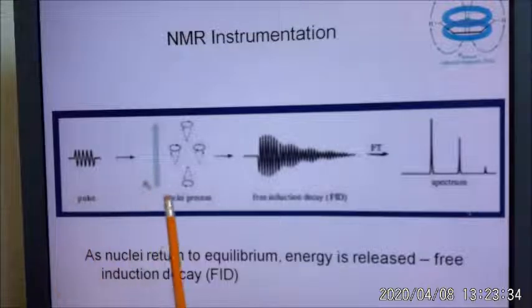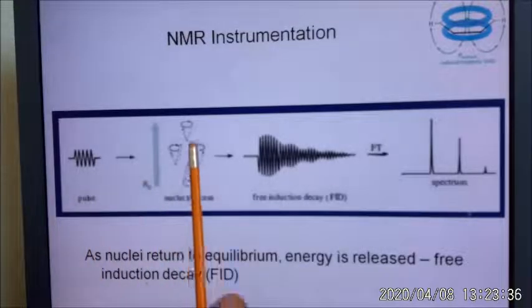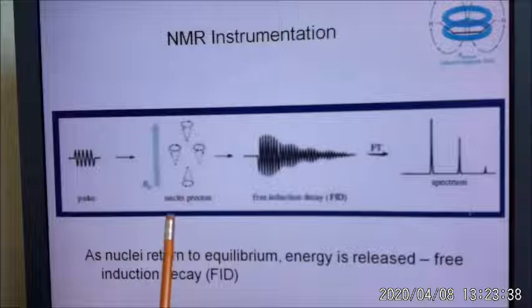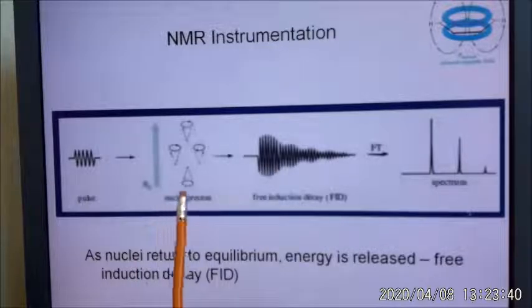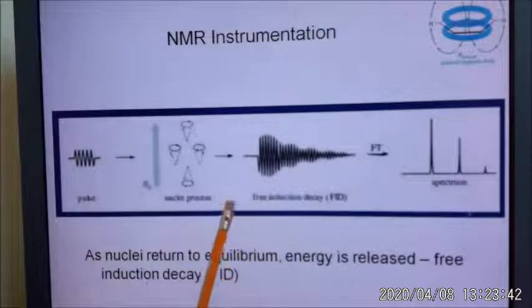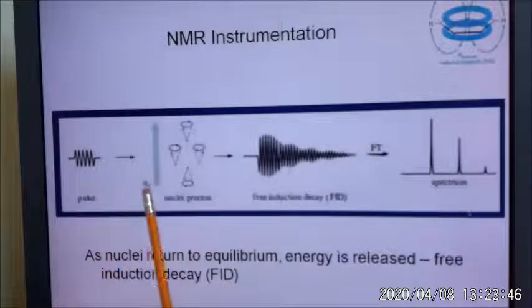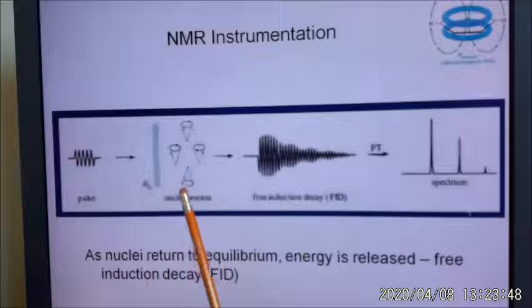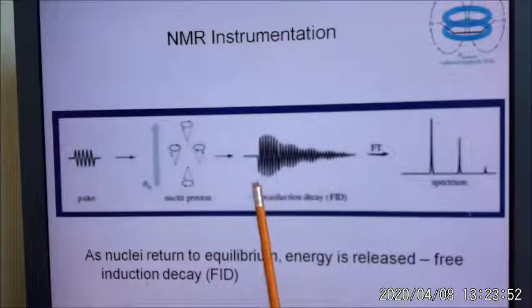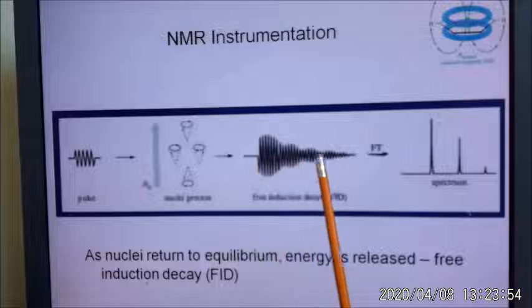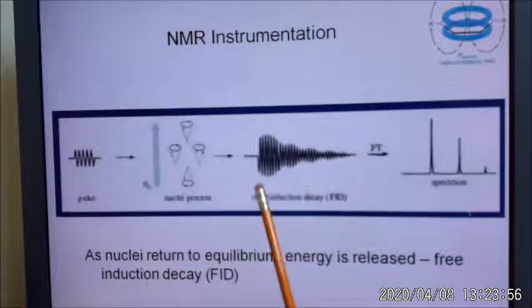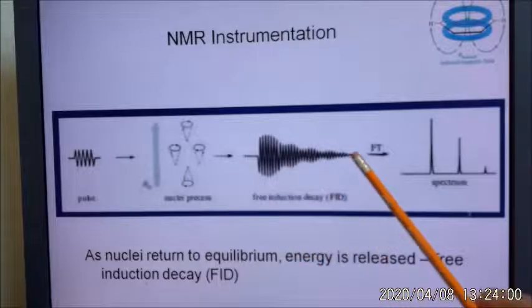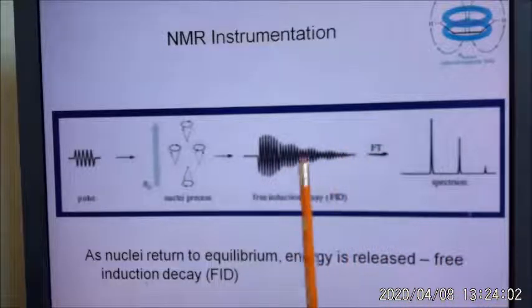You pulse it, and then as they precess, since they're all excited, they emit radio frequencies in order to relax and go back into equilibrium, in alignment with my magnetic field. As it's emitting all those radio frequencies, it's going to decay. This is called a free induction decay. So we pulse it and give it time to decay until it reaches zero in equilibrium.